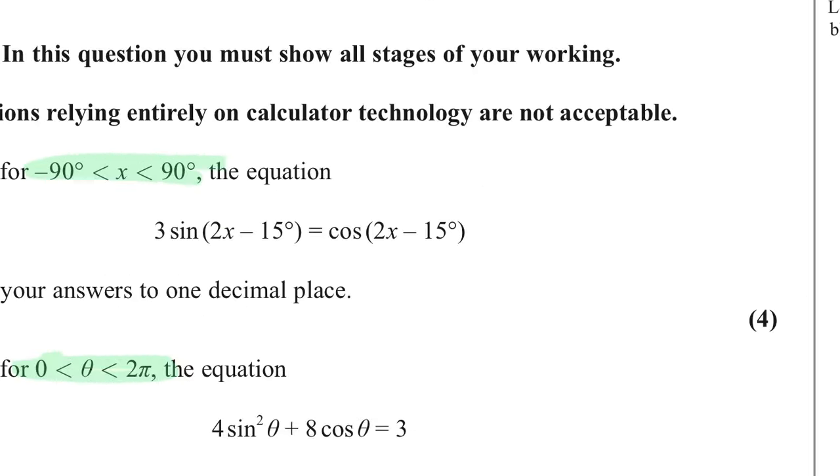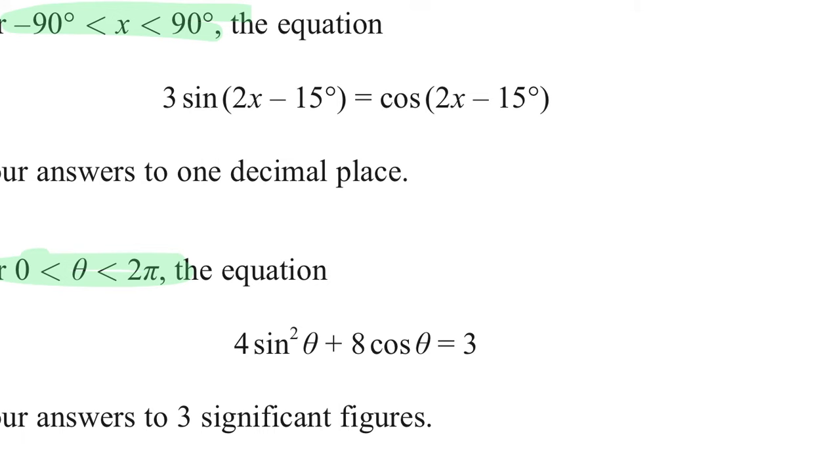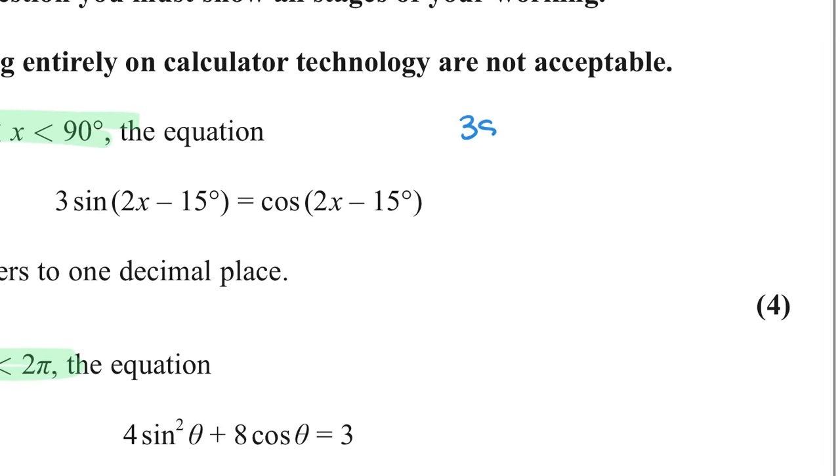So let's do part A. Part A says solve between minus 90 and 90. We'll forget about that for a second. We've got sines and cosines. A lot's happening. So what's the best thing to do? We need one trig function, right? Don't you make it tan? So I'm going to divide both sides by cos of 2x minus 15. So 3 sine 2x minus 15 divided by cos of 2x minus 15 equals 1.